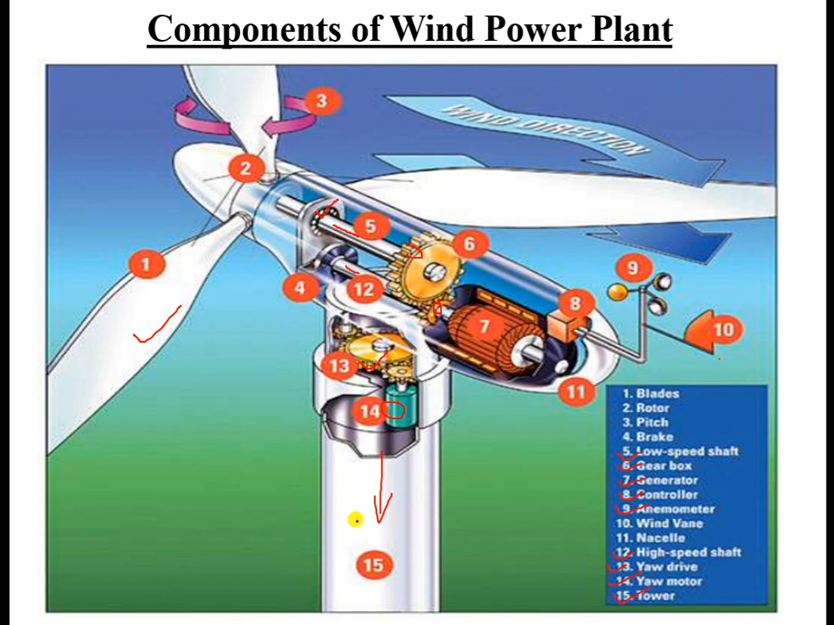This tower, number 15, is the tower through which the electricity cables go away, carrying the electricity available here through the generator to the destination. Number 10 as well as number 11 are the anemometer, which gives you the wind velocity, and the wind vane for its direction. The wind vanes and this nacelle are used for noting the various wind parameters, which can be just noted from that. So try to remember this one.